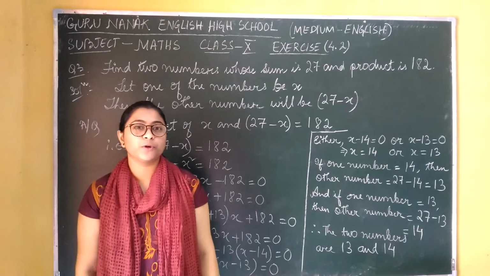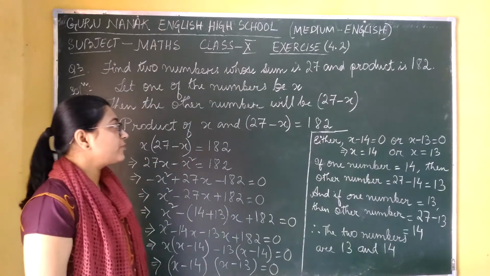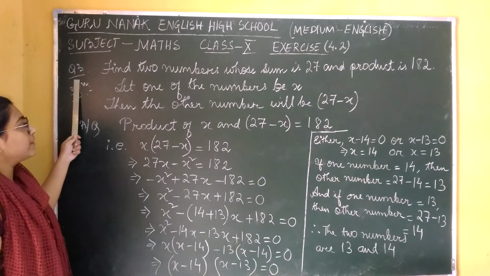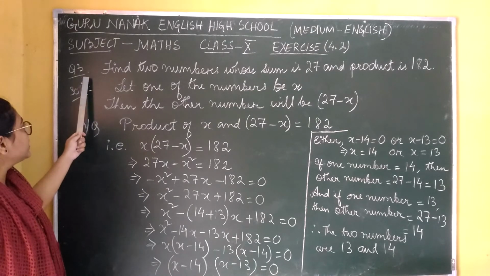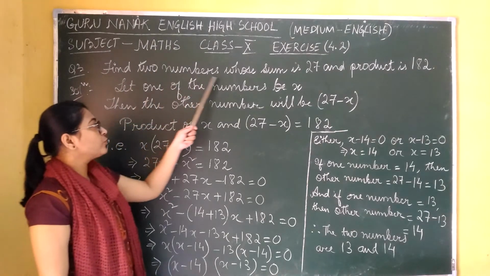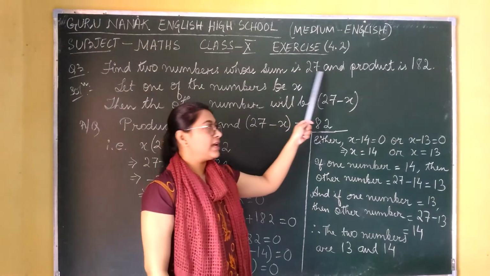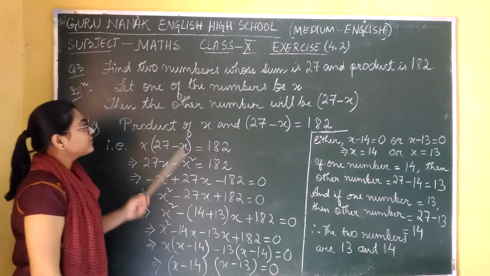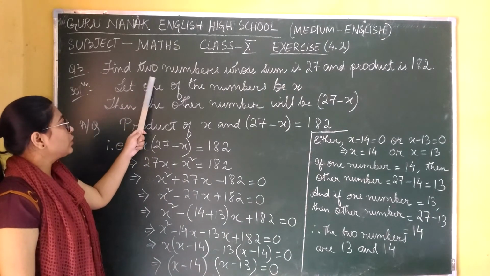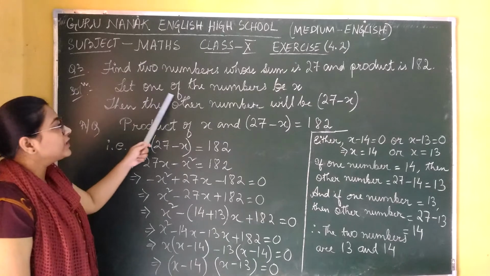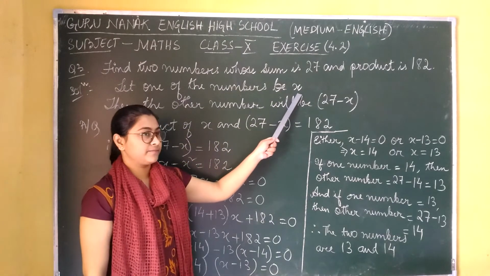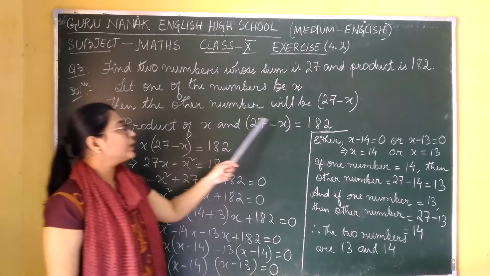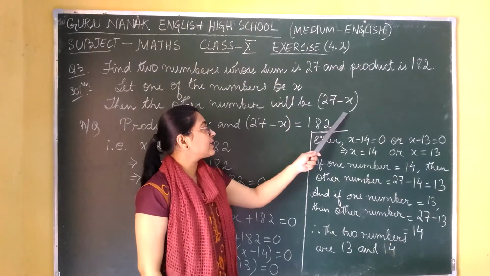Continuation of exercise 4.2. Let us see some of the more problems. So let us discuss question number 3. Now question number 3, it is given, find two numbers whose sum is 27 and product is 182. Now since we don't know what are the two numbers, so we will consider one of the numbers to be x. If one of the numbers is x, then the other number will be 27 minus x.